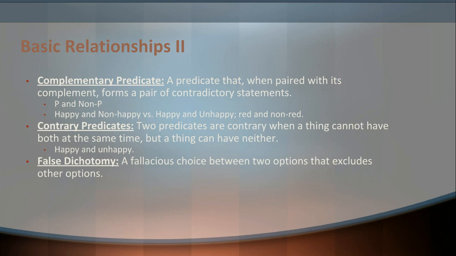Now, a few other things that aren't on the square of opposition, but are very much worth knowing about. And these are ones that your textbook does use and stress. One of these is the notion of a complementary predicate. And this is a predicate, a term or a label or a property that, when paired up with its complement, forms a pair of contradictory statements.